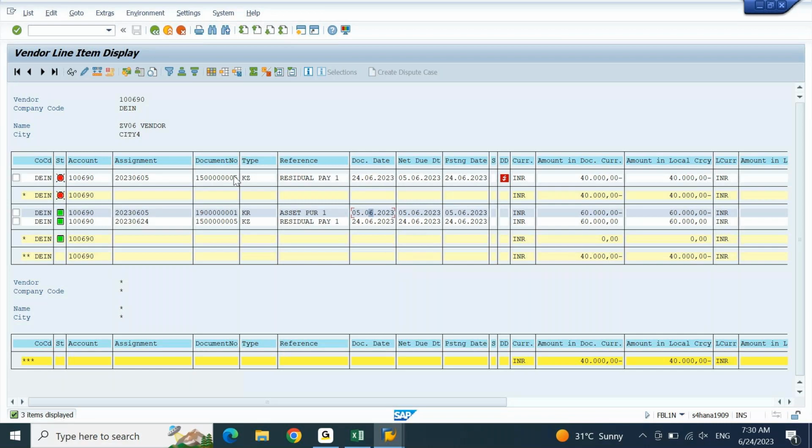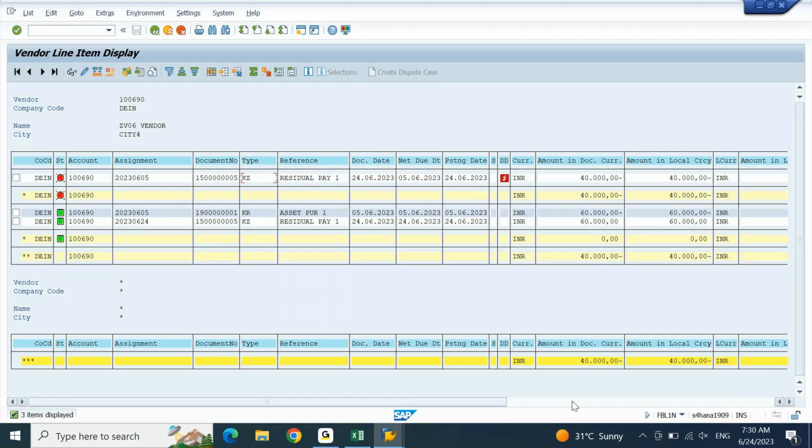If I look at this, what is the document type that you are able to see here? KZ. According to us, KZ is related to payment. According to us, anybody who looks at the document type KZ assumes that this is a payment. But actually, is this a payment or is this an outstanding invoice? It is outstanding. This is an outstanding invoice.